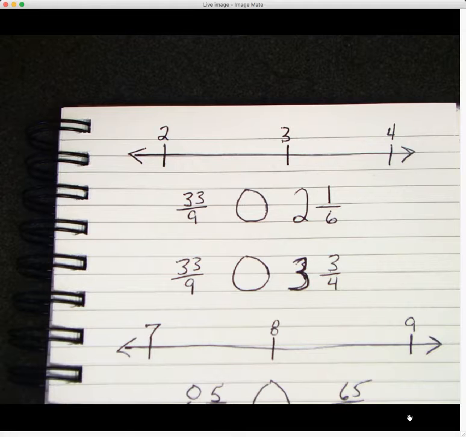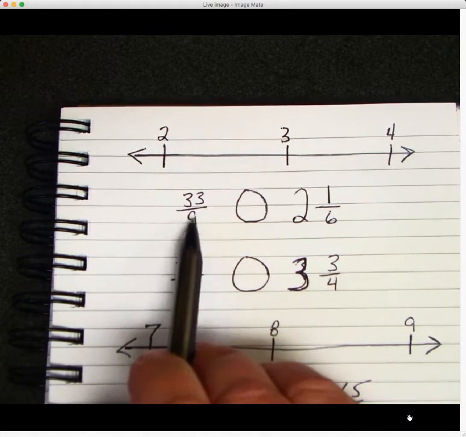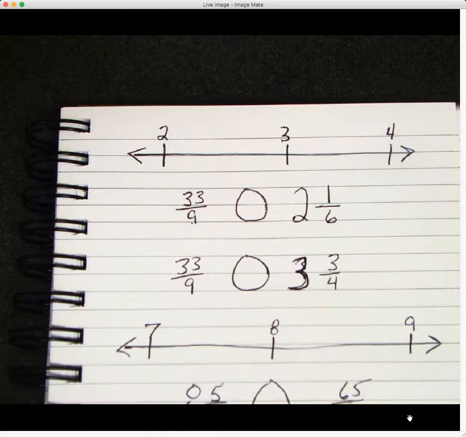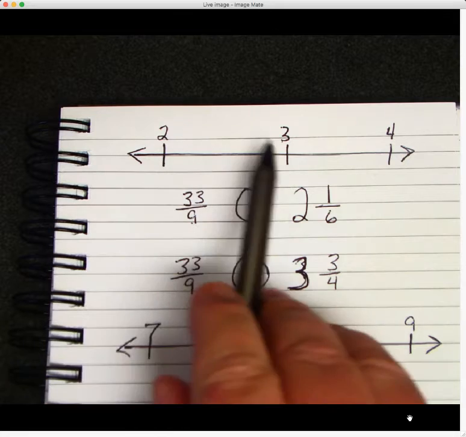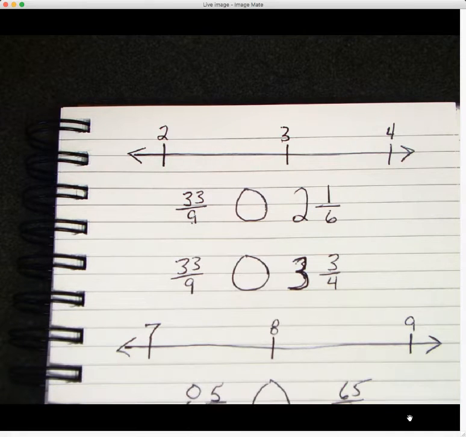So as you can see, we've got both improper fractions and mixed numbers, and we've got to put them on the number line. Well, the number line that we're working with looks something like this. You'll have to draw it on your assignment today. And so we've got to get this 33/9 into mixed number form.